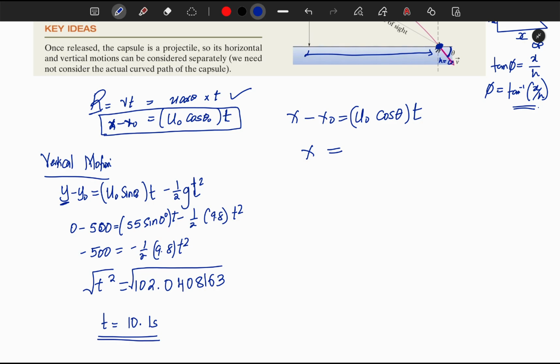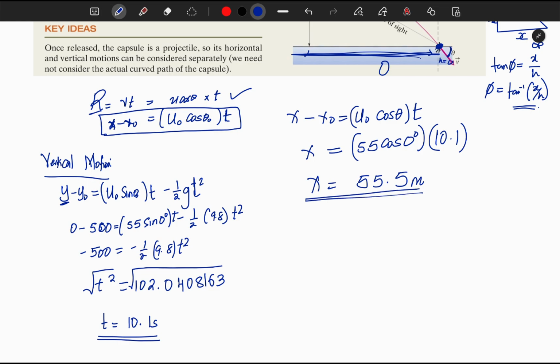This is 55 cos 0 degrees, because we are here. So the angle there is just 0, and the time is 10.1. So if I multiply 10.1 by 55, then cos 0, cos 0 is 1, we know that. So 55 multiplied by 10.1. Okay, so it's giving me 555 meters. So this is the displacement in the x. We found the range, right?